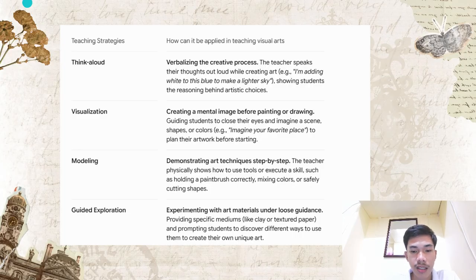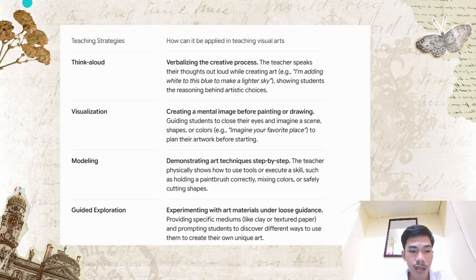Second is visualization. Visualization is very important because through visualizing, the children activate their imagination. Once their imagination is activated, a picture is already drawn in their mind. When that happens, it is easier to translate it into artwork.